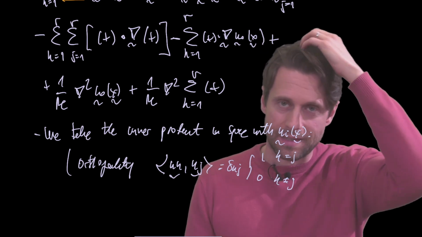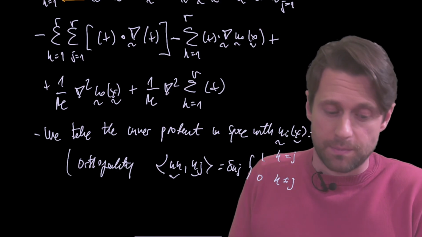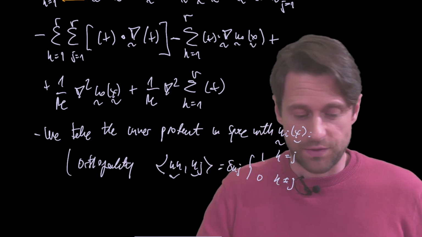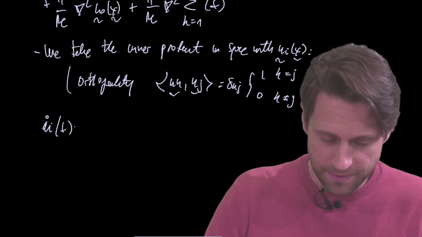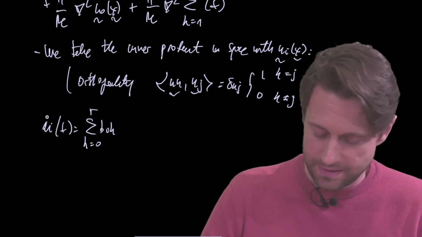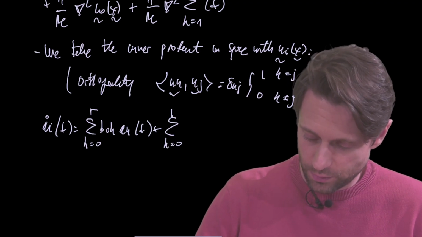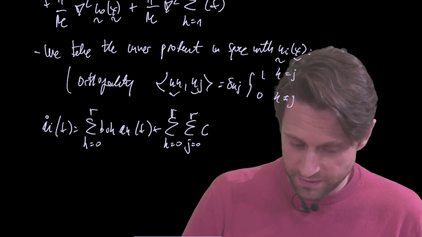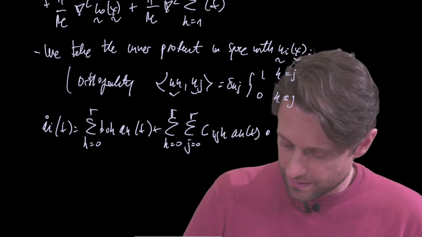So if we do this, and there's quite some pages of algebra, we're going to skip them, you can just look at the final result. But if you do all of this, what I will end up with is a series of ODEs for the temporal coefficients. So what I have is ai dot, function of time, the sum from k equals 0 to r of bik ak of time, plus the sum from k equals 0 to r, and the sum from j equals 0 to r of some coefficient Cijk, and this is ak of time, and this is aj of time.